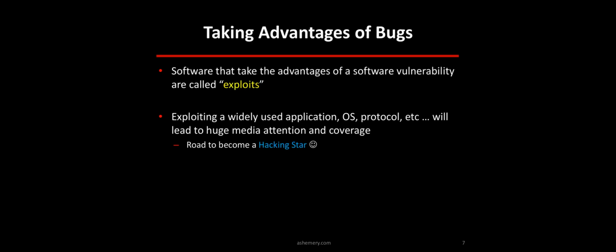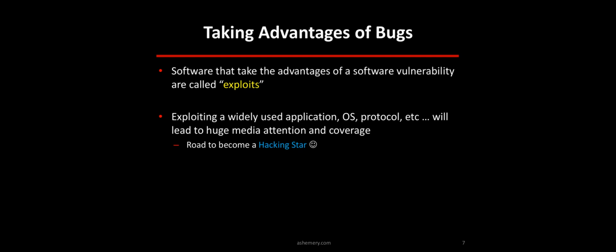Taking advantage of bugs: the software that takes advantage of the software vulnerability, or the security bug, or the security hole, is called an exploit. So the code that is written to take advantage of the vulnerability is called an exploit. Again, the code that is written to take advantage of this vulnerability is called an exploit. And exploits could be for use against applications, operating systems, protocols, etc.